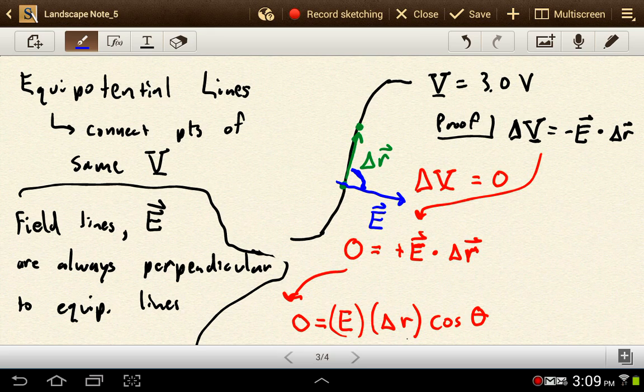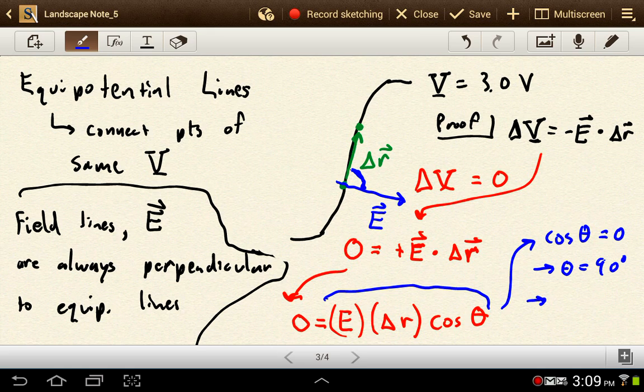In order for the whole thing to be 0, one of these three terms must be 0. The E is not 0 because we're assuming there is some electric field here. The delta R isn't 0 because we picked delta R. You wouldn't pick a 0 displacement. That gives you nothing. So cosine theta must be 0, which means theta must be a right angle: 90 degrees, pi over 2, whatever you want to call it. Which means the electric field must be perpendicular to delta R, and since delta R was 2 points on your equipotential line, when you shorten it down, it just points along your equipotential line.